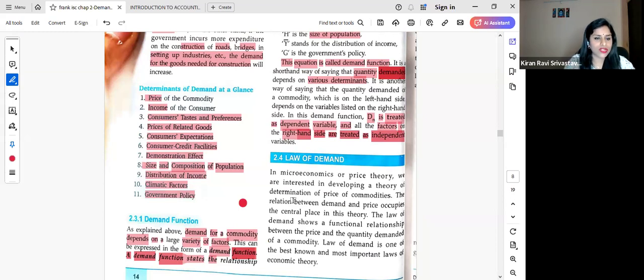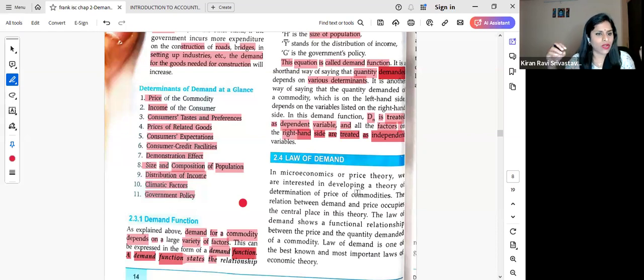In microeconomics of price theory, we are actually interested in developing a theory of determination of price of commodities. This determination of price and developing the theory is done on the basis of the relation between demand and price. Based on the relationship between demand and price, there is the law of demand. And the law of demand is one of the most important laws of economic theory. So where are you doing this demand chapter? You are doing it as a part of microeconomic theory.